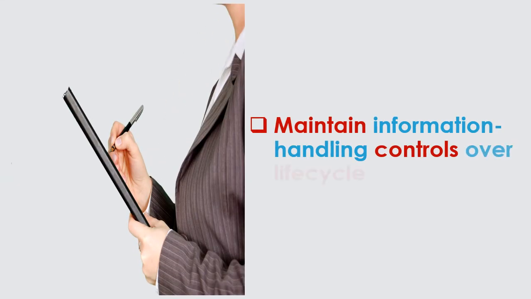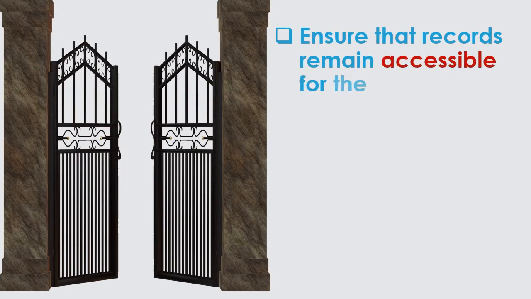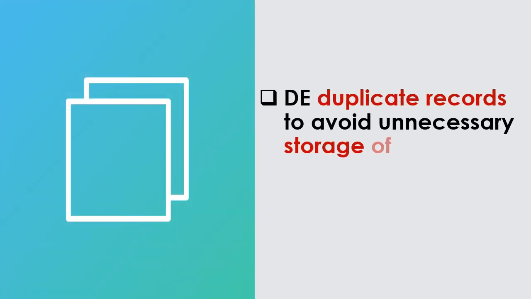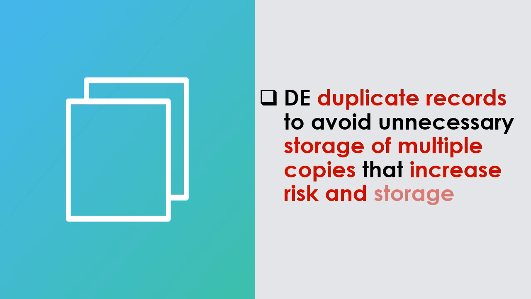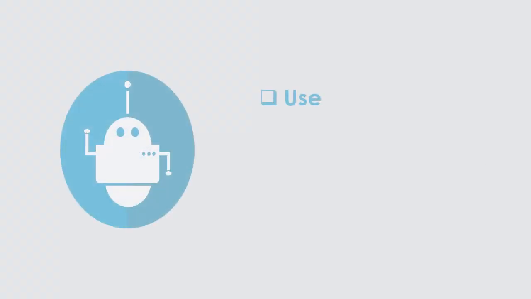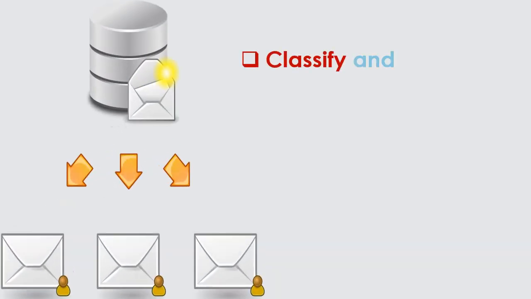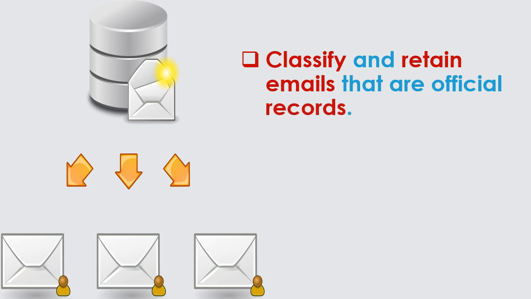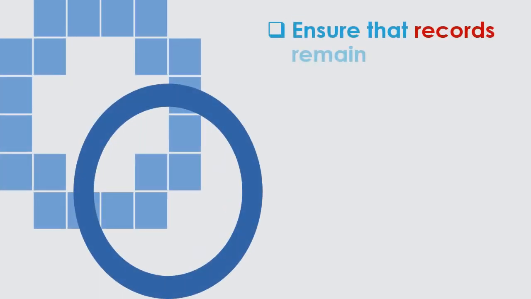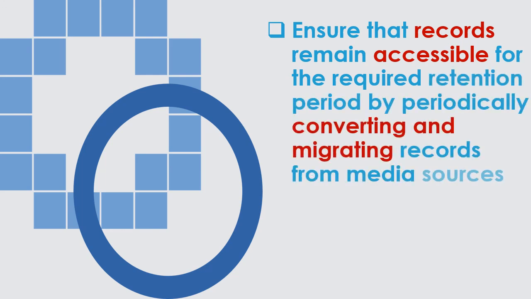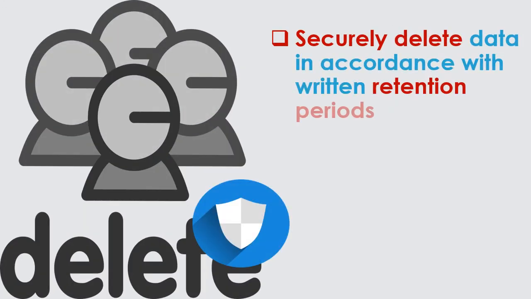Maintain information handling controls over the lifecycle. Ensure that records remain accessible for the length of the time they are retained. Deduplicate records to avoid unnecessary storage of multiple copies that increase risk and storage costs. Use automated compression utilities and storage tier creation and management. Classify and retain emails that are official records. Ensure that records remain accessible for the required retention period by periodically converting and migrating records from media sources. Securely delete data in accordance with written retention periods and policies.